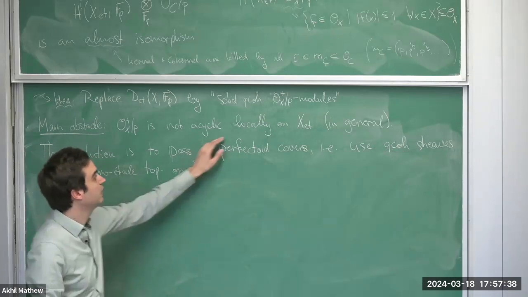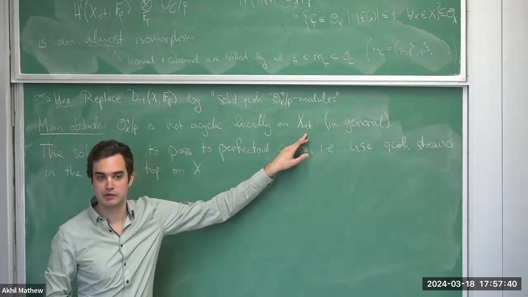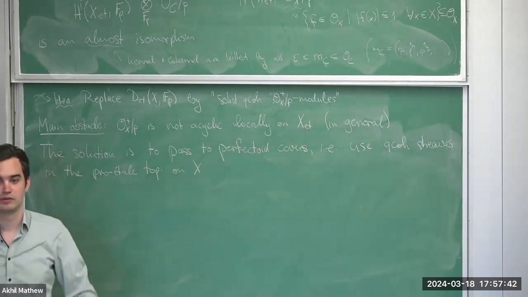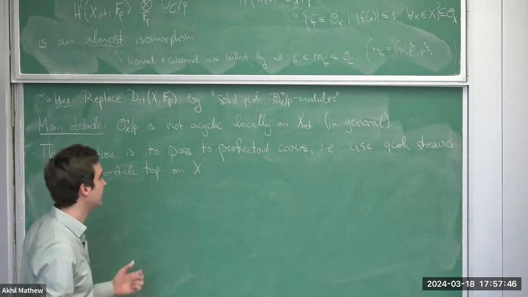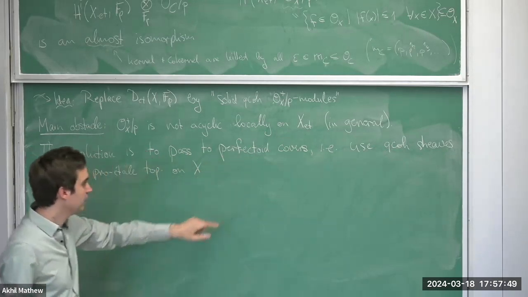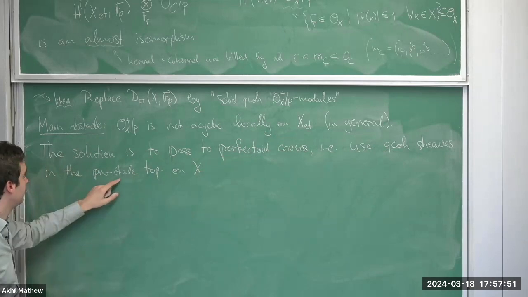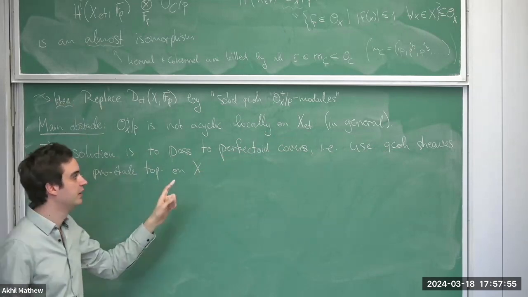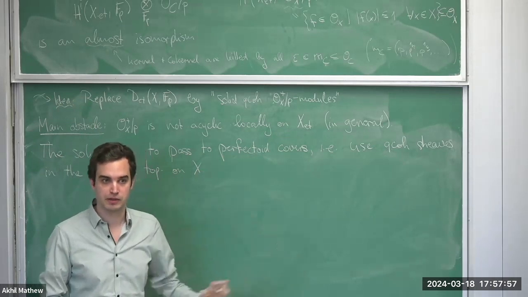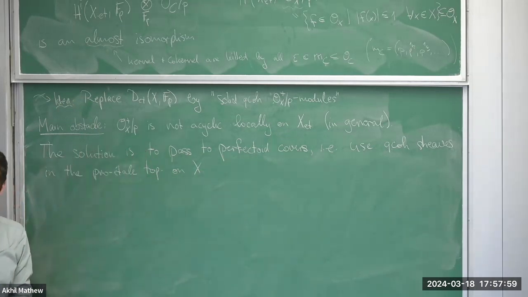So I say locally on X étale, this thing is not acyclic, but you could hope that if you cover it more, then suddenly it does become acyclic. And the answer is it does work. The kind of covers I need to allow are basically pro-étale covers, because then things become perfectoid, and then suddenly it works. And I will explain that. Sorry, by acyclic, you mean almost acyclic, right? Yes. Okay.